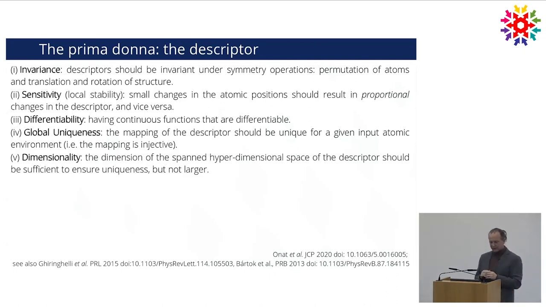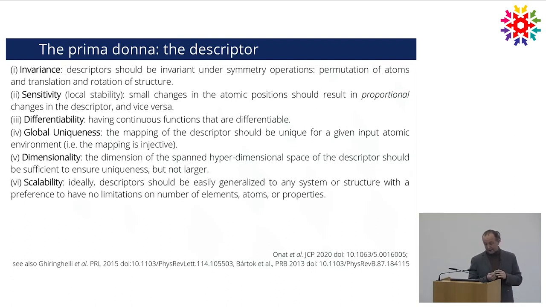Then we want some kind of Occam's razor. We want the dimensionality of the descriptor to be as small as possible, but not smaller. And then we also would like it to be easy to calculate the descriptor from the data. If you have a super involved machinery in order to evaluate the descriptor from your input features, then you may want to think if you can speed it up in some way.